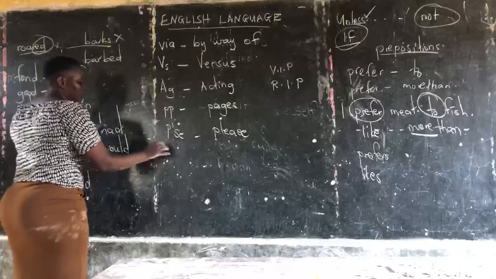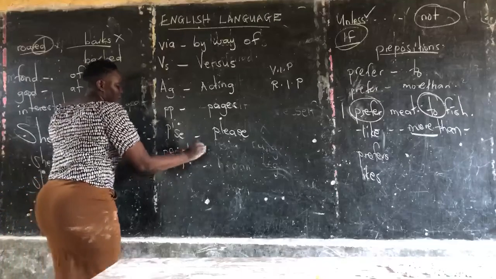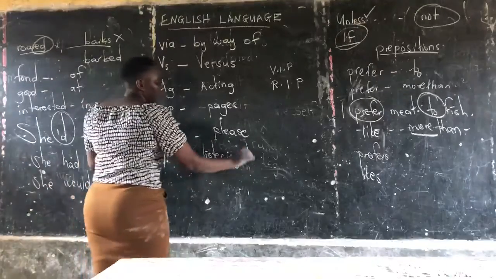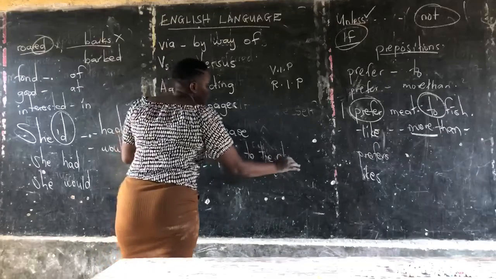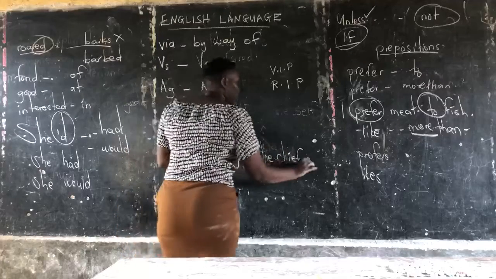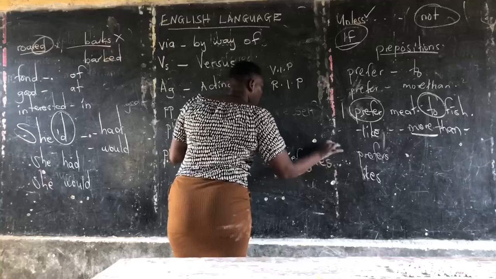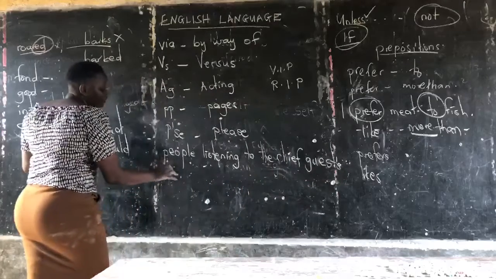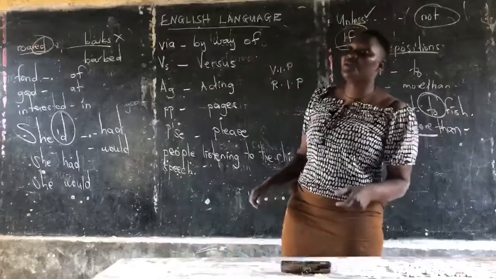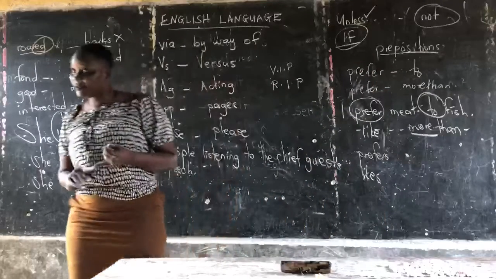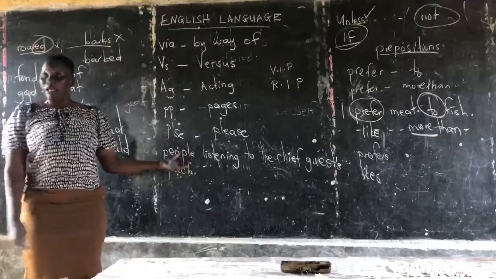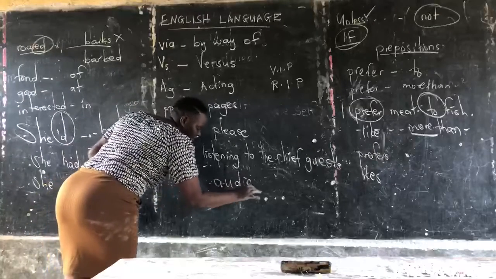How do we call people listening to the chief guest's speech? You normally don't differentiate between these three words here. You have the audience. Those are people listening, and I think this is the best answer here. It is called the audience.